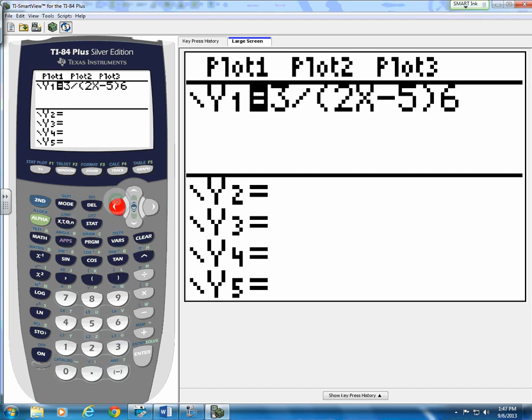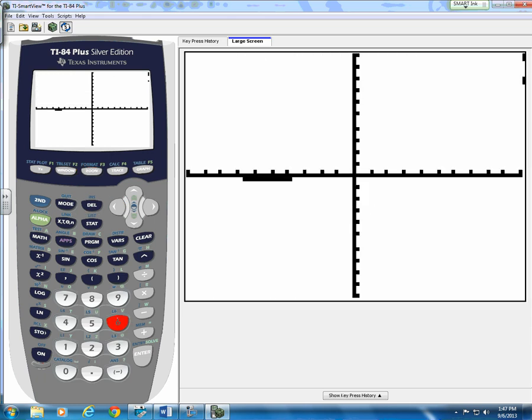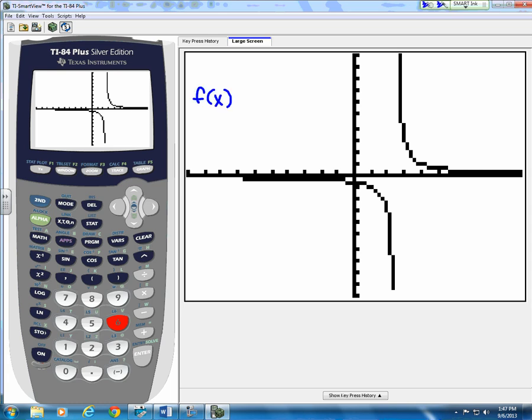Whoops. Zoom 6. That always brings me to the standard viewing window. So here's the function. Maybe it's a function that you've seen before, maybe not. I'm not too worried about that because we're going to talk about some things. But what's going on here, ladies and gentlemen, is the following. This is 3 over 2x minus 5.